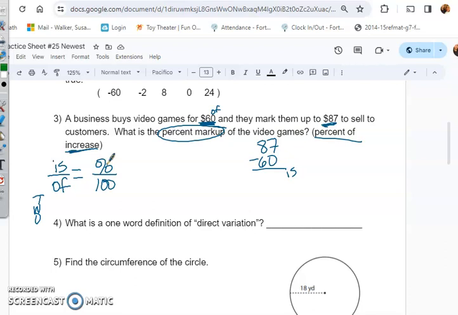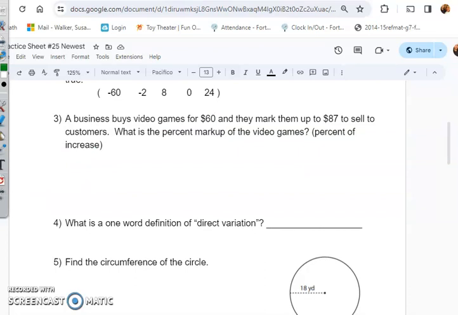Okay, number 4. What is a one-word definition of direct variation? We did this in our foldable. It should be in the top flap. Otherwise, you can look on the word wall. It is on one of the pink strips. Find where it says direct variation. There is a one-word definition. First letter is a P.